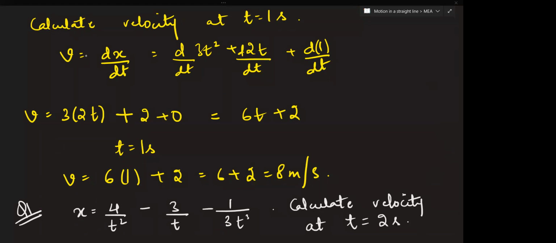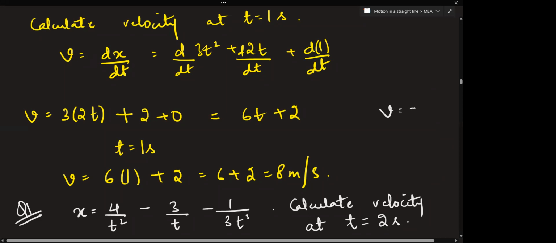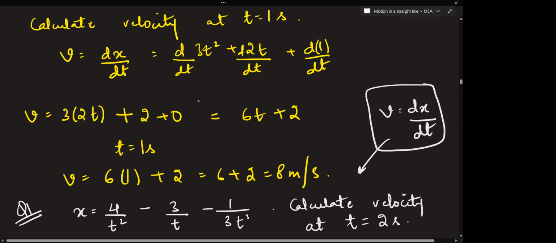Now, after writing this portion, you people try this yourself. Velocity's formula is dx over dt. Utilize this formula and see what answer you are getting. Whatever answer you're getting, submit it in the chat box. Then we'll discuss it.